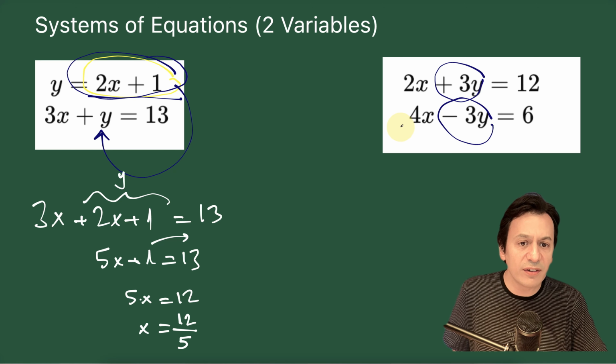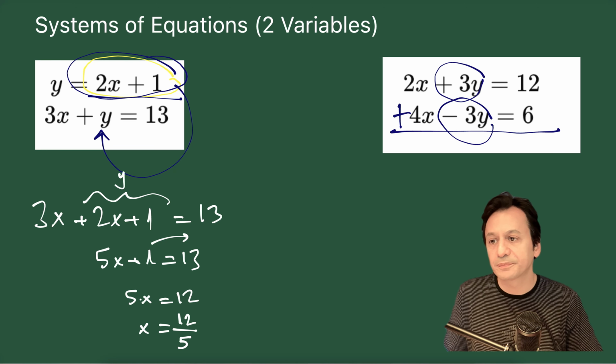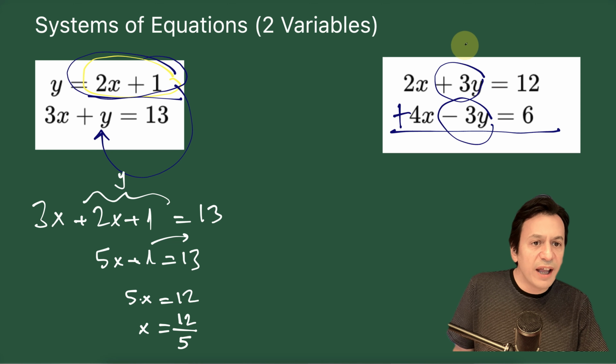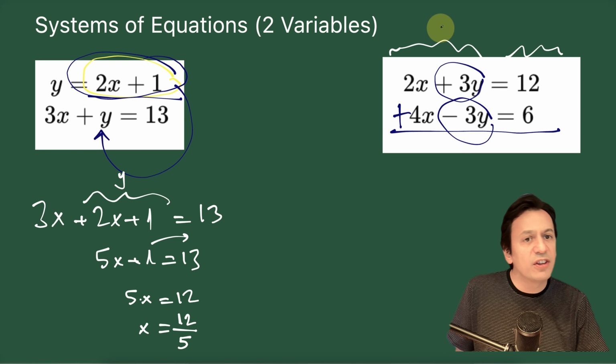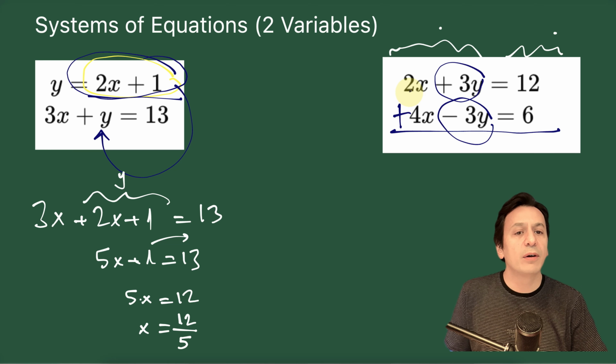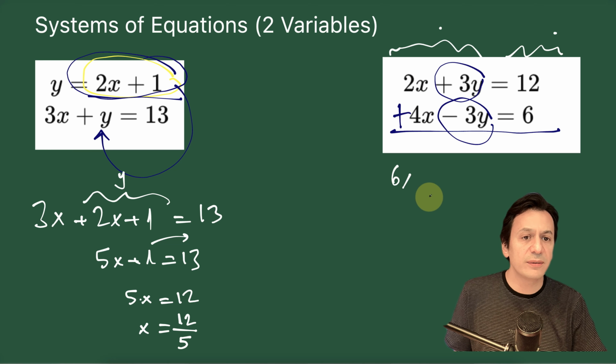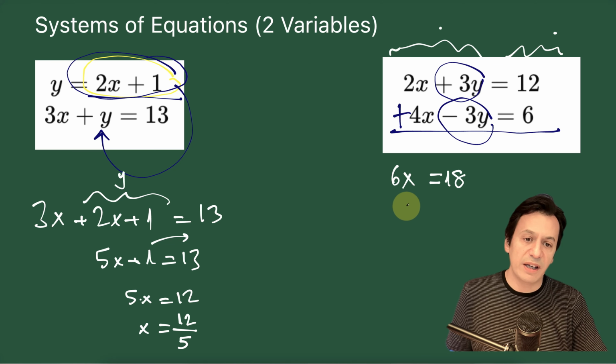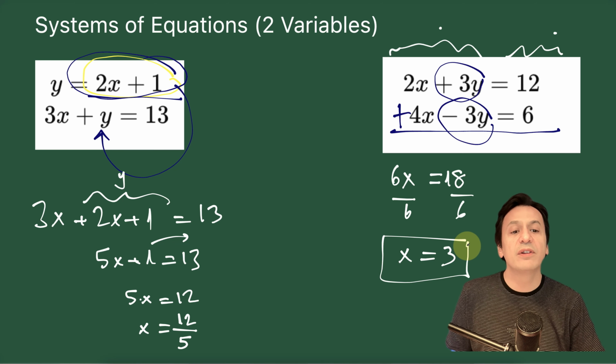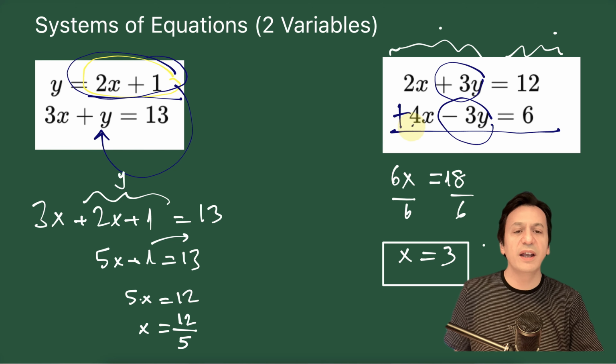So what I do is, I add them. Okay, I will add this part and I will add this part, and this part will equal this part. Now, 2x plus 4x makes 6x, and 3y plus minus 3y makes 0. So I don't have to write it, equals 18. And in this case, dividing both sides by 6, I get x equals 3. You see? Now the substitution method looks cool, but it won't be as easy as this one as always.